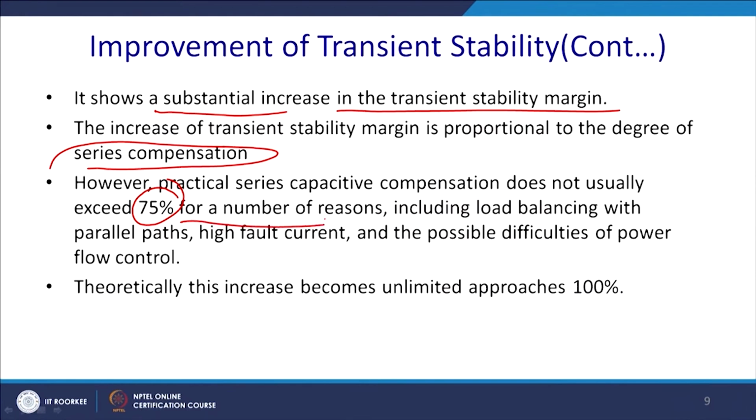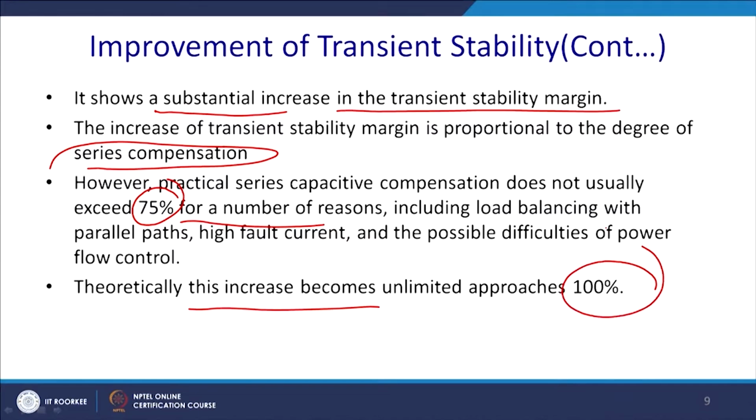including the load balancing with the parallel paths, the high fault current, and possible difficulties to the power flow control. These are the limitations imposed by the power system people. So, we generally restrict our series control with the capacitive series control to 75%. And of course, theoretically it is possible for this increase to become unlimited and approach 100%.